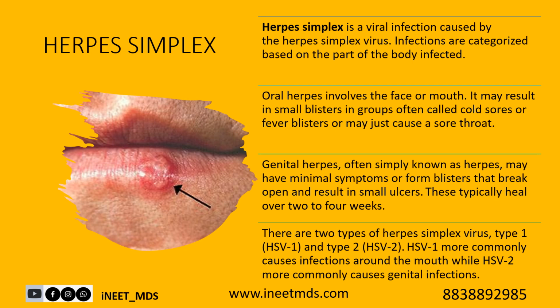Oral herpes involves the face or mouth and it may result in small blisters in groups, often called cold sores or fever blisters, or may just cause a sore throat. Whereas genital herpes, or simply known as herpes, has minimal symptoms and forms blisters that break open and result in small ulcers. These typically heal over 2 to 4 weeks. HSV1 is more commonly associated with infections around the mouth and HSV2 is more common in the genital region.